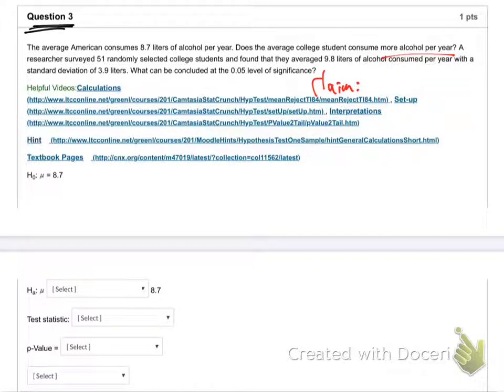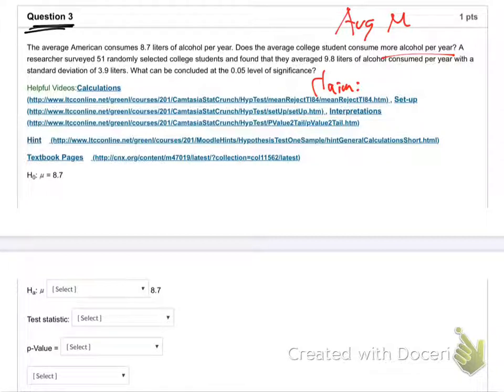So what's being claimed? Is this a percentage problem or an average problem? Average amount of alcohol consumed. It's average. It's an average problem. It's a mu, not a p. So eventually we're going to do a t-test, not 1-prop z. Right? It's not a proportion, it's a t.